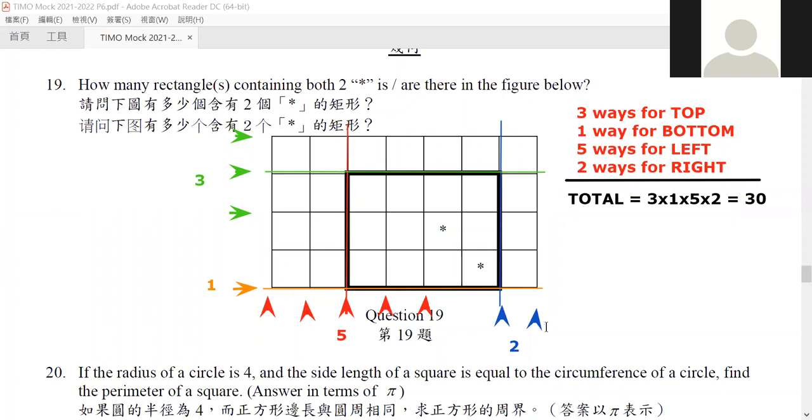So this is question 19. Now let's go to question 20. If you are not available, you may leave now. And because this lesson is recorded, you can rewatch the replay later. Okay. So now let us go to question 20.